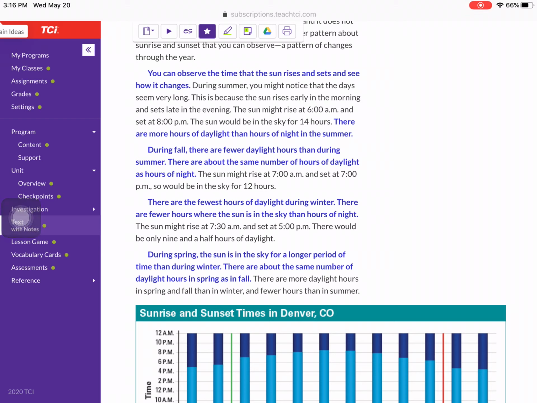There are the fewest hours of daylight during winter. There are fewer hours where the sun is in the sky than hours of night. The sun might rise at 7:30 a.m. and set at 5 p.m. There would be only 9.5 hours of daylight. Next paragraph.